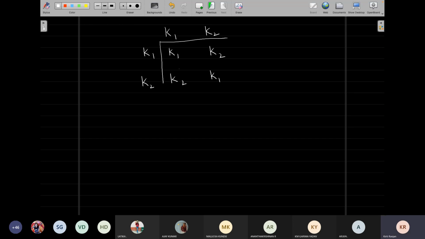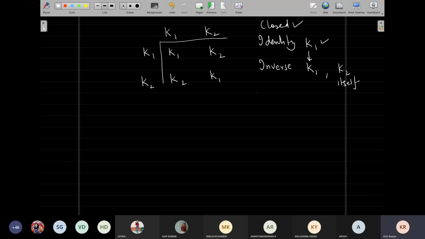Now look into this. Is it obeying all laws of the group? Is it closed? Yes, sir. Does it have identity? Yes, sir. Which one is the identity? Out of K1 and K2, K1 is the identity, right? What about the inverse of both? Do you have an inverse of both? K1, of course, is the identity, so K1 will have its own inverse. What about K2? What is the inverse of K2? K2 itself is the inverse.